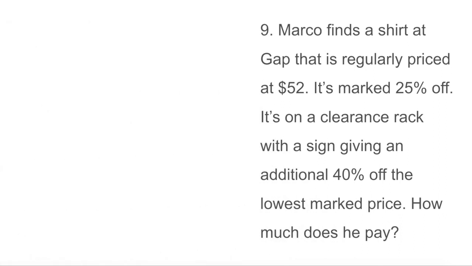Number 9, Marco finds a shirt at the Gap that is regularly priced at $52. Let's highlight that over here. $52. It's marked 25% off. It's on a clearance rack with a sign giving an additional 40% off the lowest marked price. So how much does he pay? Now we have 2 discounts. We're going to handle this the same way. So the first discount, he gets 25% off. So how much does he still have to pay? Well, he has to pay 100 minus 25.